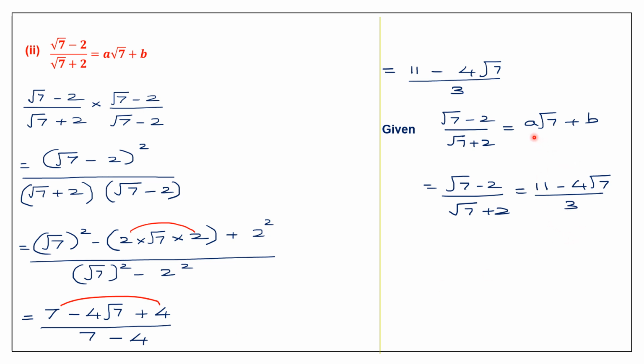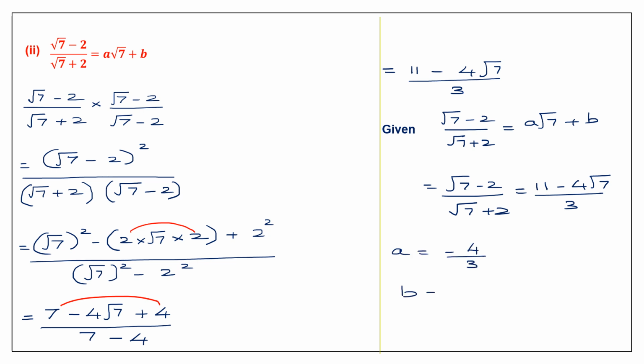Now look at a here. A is with root 7. Now here what is the number with root 7? Minus 4. It's minus 4 root 7. That means minus 4 is a, and we have a denominator 3, so it should be minus 4 by 3. So a is minus 4 by 3. So let's write that a is equal to minus 4 by 3.